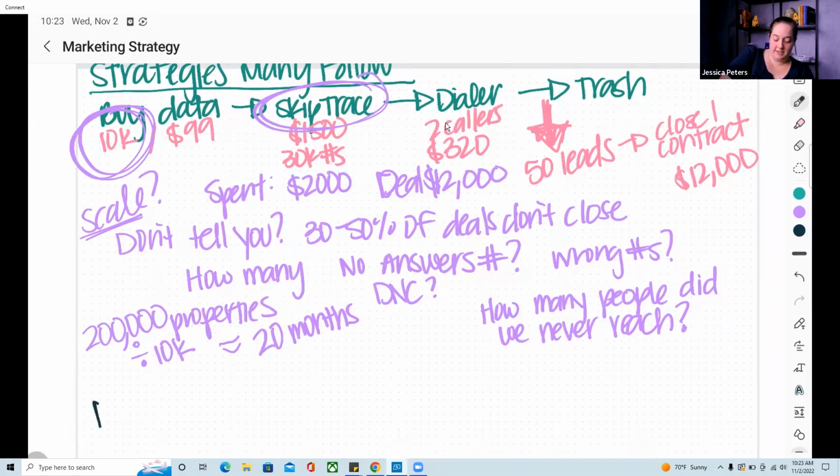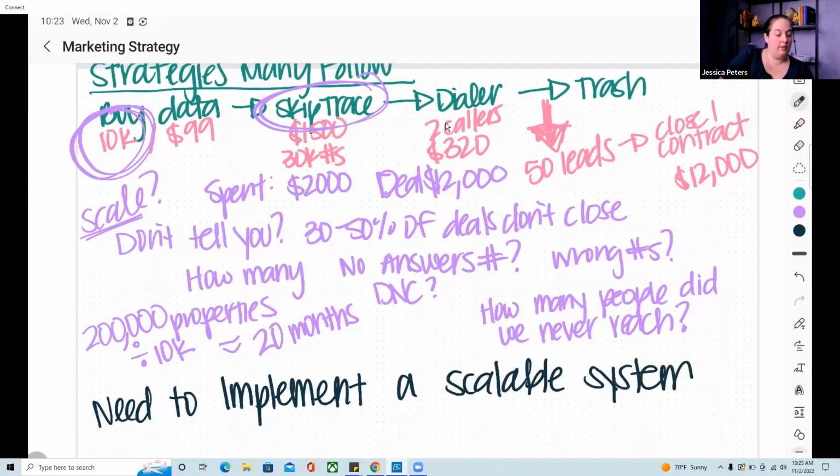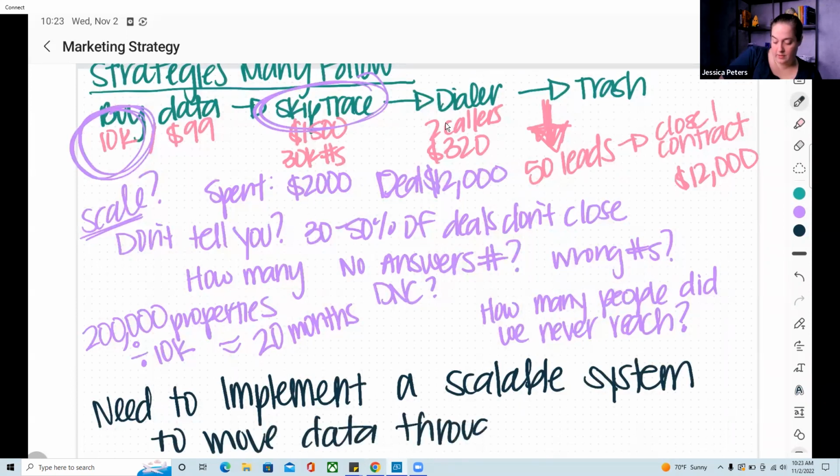So we need to implement a scalable system to move data through. Systematically.